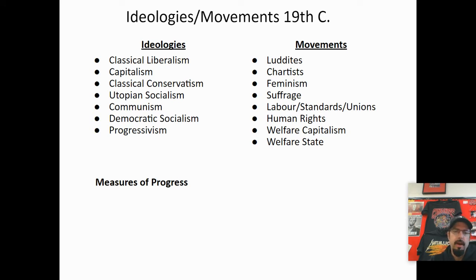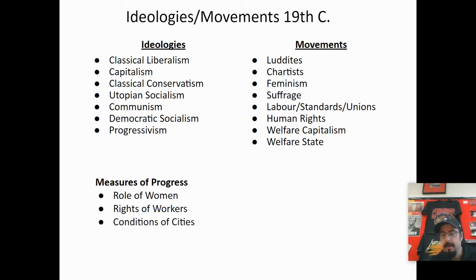So how do we measure progress? That was the last question on the chapter 4 worksheet. Things like the role of women. How did the role of women change from the early part of the Industrial Revolution to the latter part? And then get specific with that. Maybe the rights of workers. What rights did workers have at the beginning of the Industrial Revolution to the end? The conditions of the cities, how bad they were at the beginning of the Industrial Revolution when there was just this huge influx of people coming in. How did that change over time? How did infrastructure develop, get better, and all that?